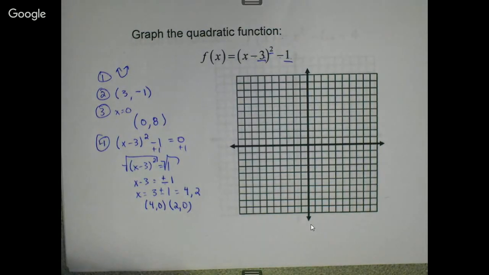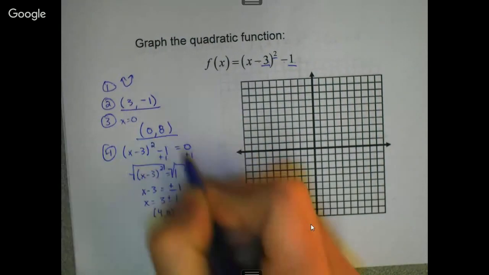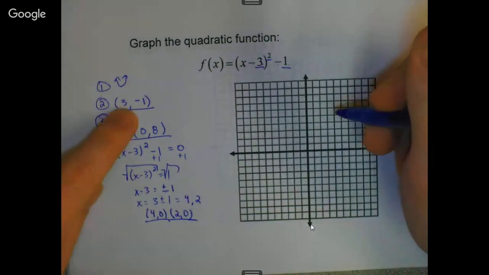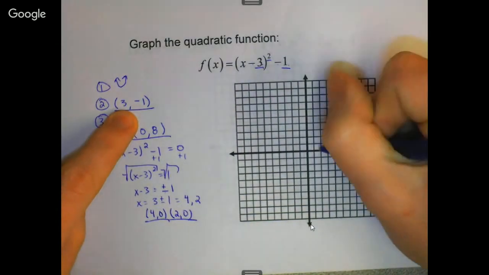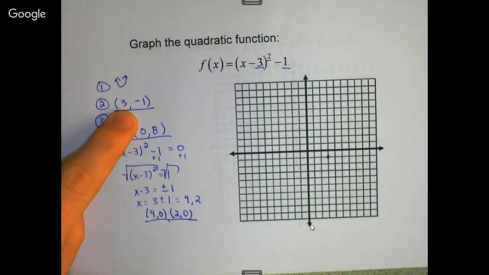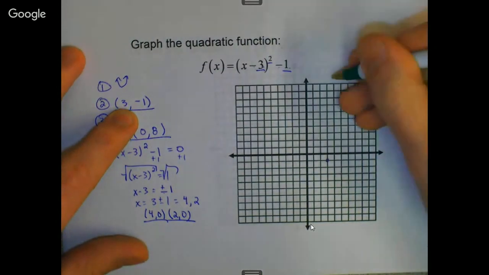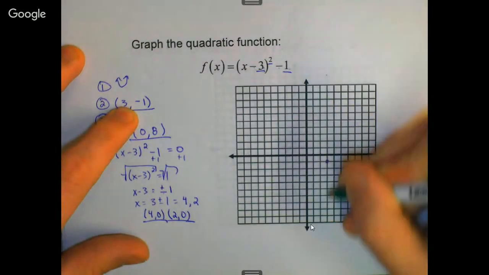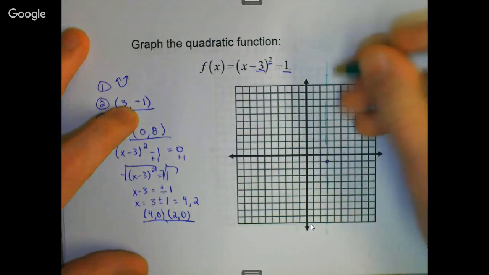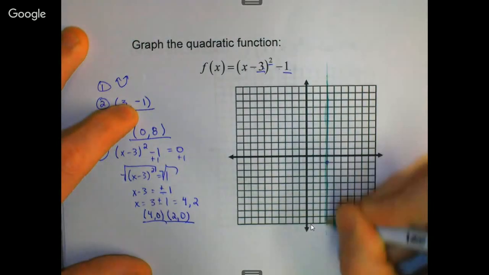And step 5, plot at least 3 points and connect. So I'm going to plot all these points that I had just found. Okay, so let's plot the vertex. Okay, that's a vertex. And that vertex, like I said, is my line of symmetry. Okay, it's a vertical line. It's kind of hard to see that. It's a vertical line right there.